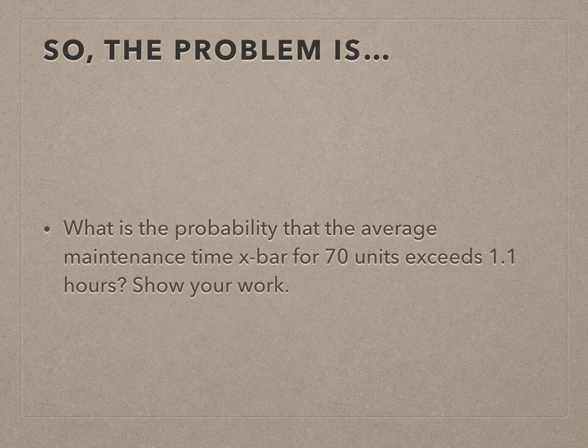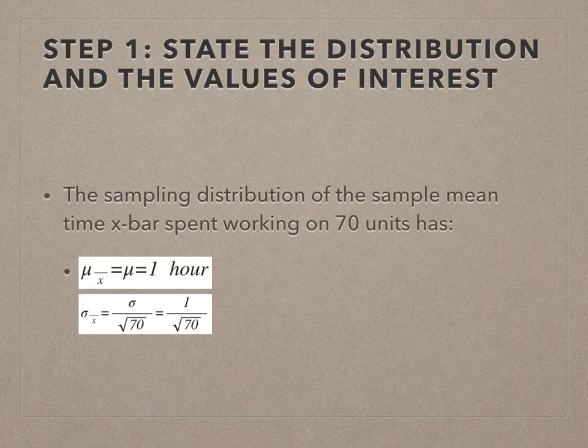So essentially, we are looking for the probability that the average maintenance time, x bar, exceeds 1.1 hours. So show your work. Step 1, state the distribution and values of interest. The sampling distribution of the sample mean time, x bar, spent working on 70 units has, again, a mean equal to the mean of the population, and so that is going to be 1 hour. And the standard deviation is going to be the standard deviation of the population divided by the square root of your sample size, which in this case is 70. Our standard deviation is 1, so it would be 1 divided by the square root of 70. And when you plug that into your calculator, you get 0.1195. Pretty neat.